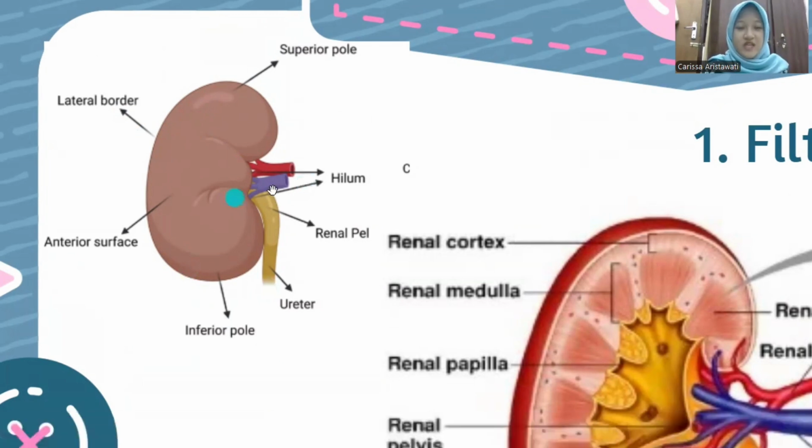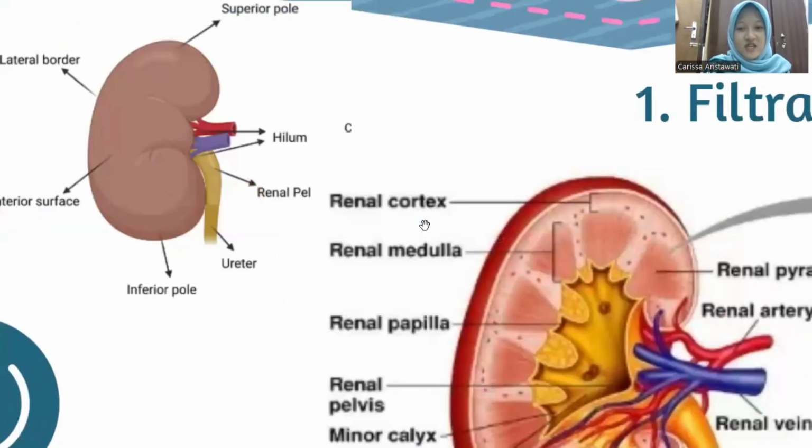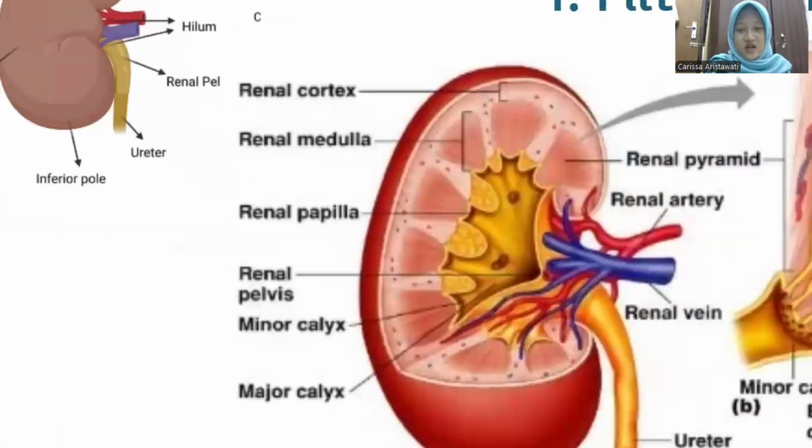This hilum is like a gateway to get inside the kidney. There are the renal artery and renal vein, and this one is the renal pelvis, while this one is the ureter. And if you split the human kidney, you will see this complicated structure.